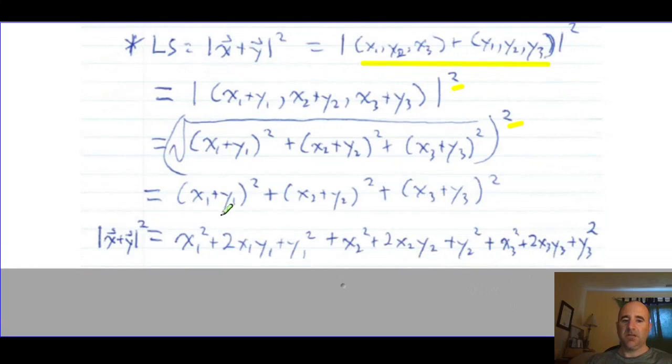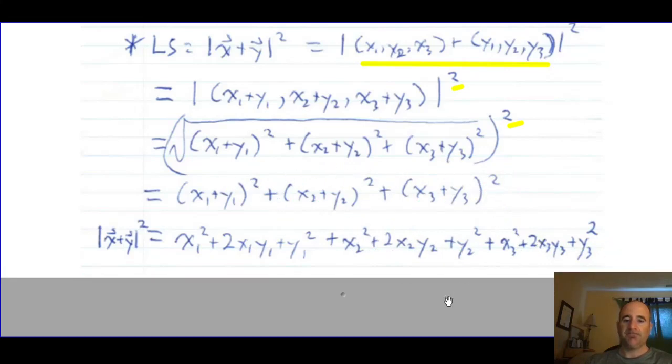And there we go. You multiply that out using FOIL: x1 squared plus 2x1y1 plus y1 squared. So I'm taking x1 plus y1, multiplying it by x1 plus y1, and I get this right here. These are just numbers now, right? x1 is a number, y1 is a number. Do the same thing with this one, I get this right here. Do the same thing with the last one, I get this right here. Each of these has 3 terms, so I've got 9 terms altogether.